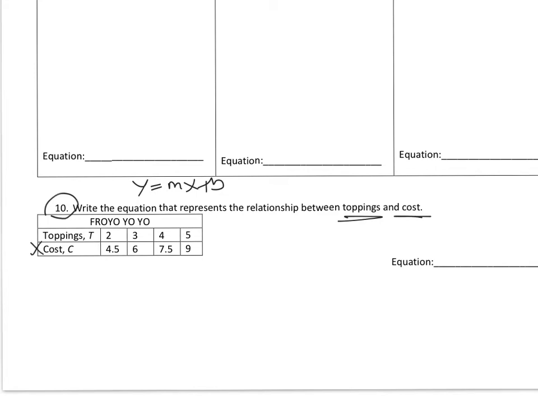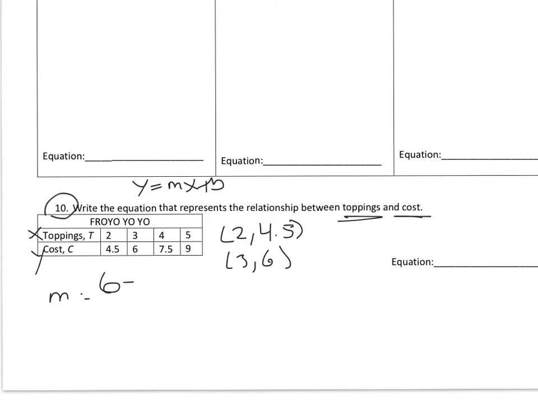So here's my x. X is the toppings, and the cost depends on that x topping. Okay, well, I have an x value of 2 and a y value of 4.5. And I have an x value of 3 and a y value of 6. So let's use those with a slope formula.